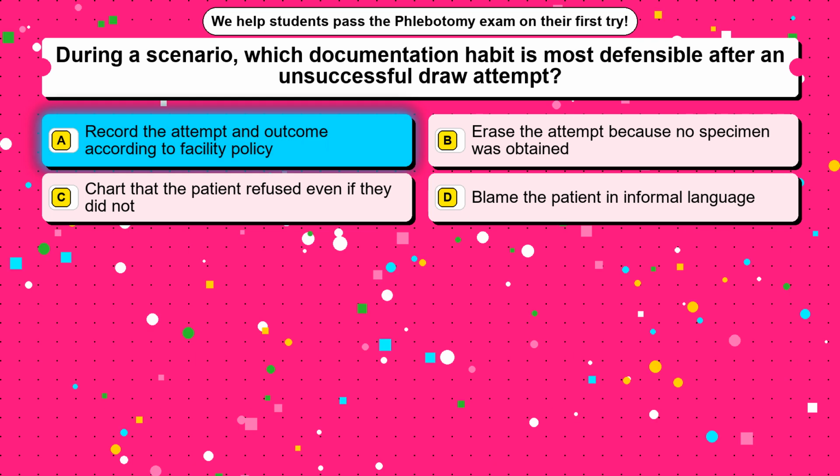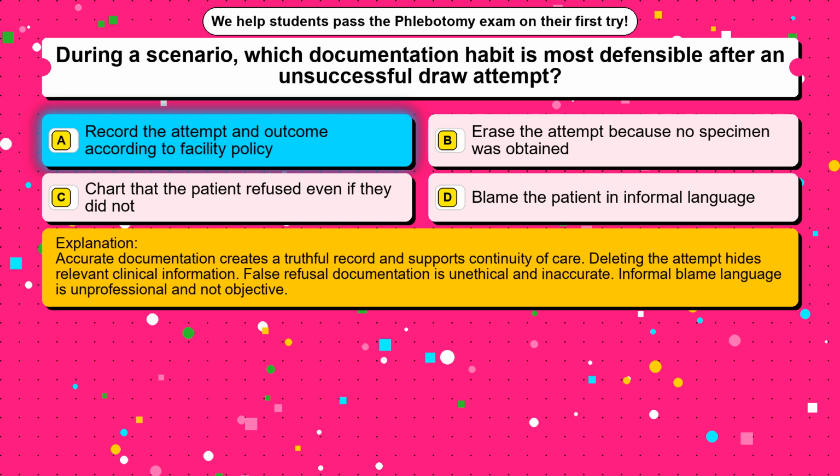The correct answer is option A. Record the attempt and outcome according to facility policy. Accurate documentation creates a truthful record and supports continuity of care. Deleting the attempt hides relevant clinical information. False refusal documentation is unethical and inaccurate. Informal blame language is unprofessional and not objective.